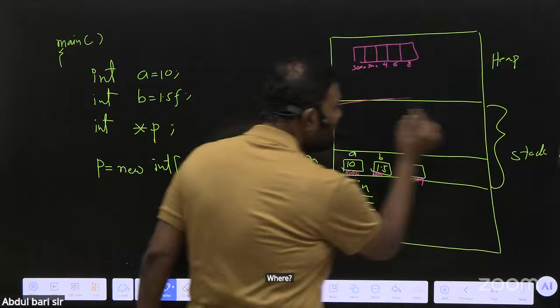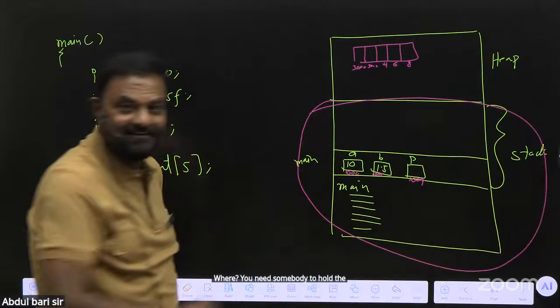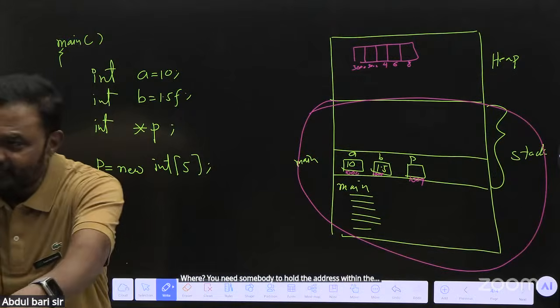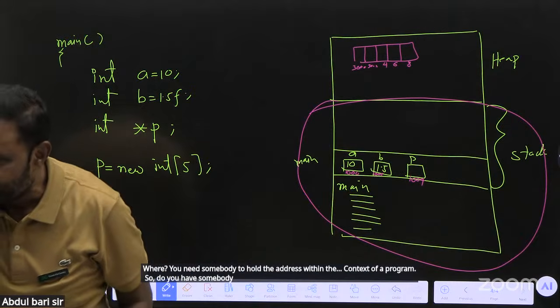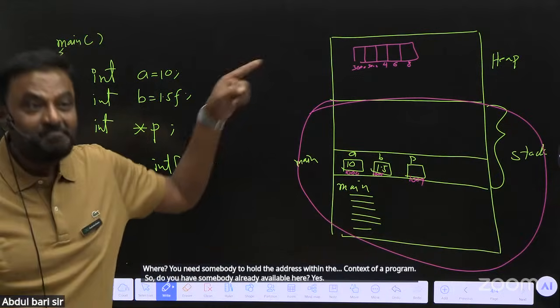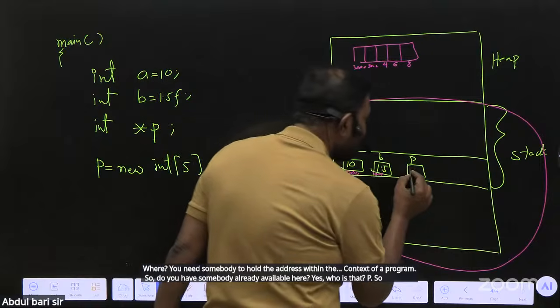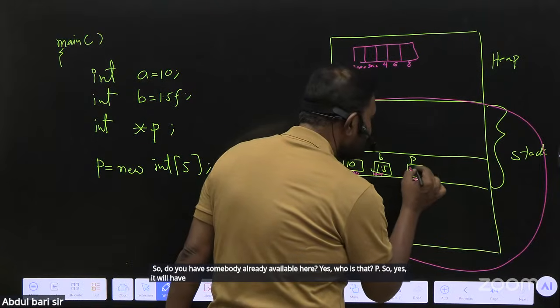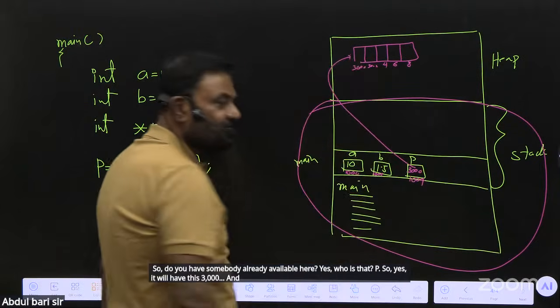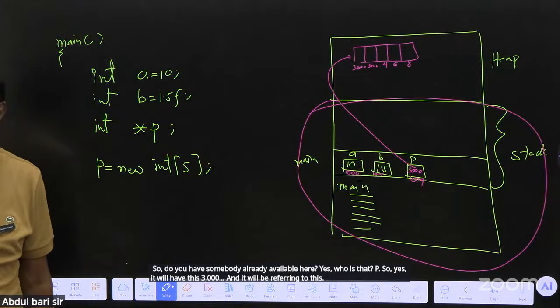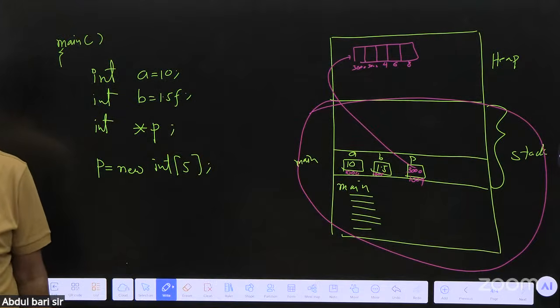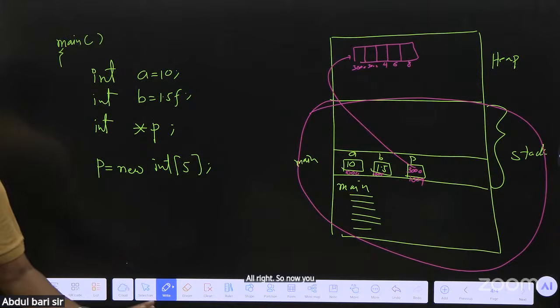You need somebody to hold the address within the context of a program. So do you have somebody already available here? Yes. Who is that? P. So yes, it will have this 3000 and it will be referring to this. All right, so now you got the clear picture.